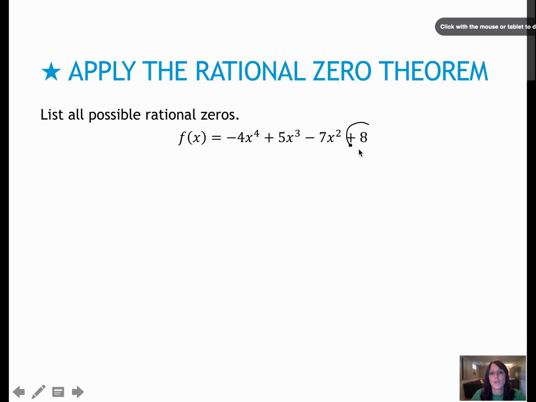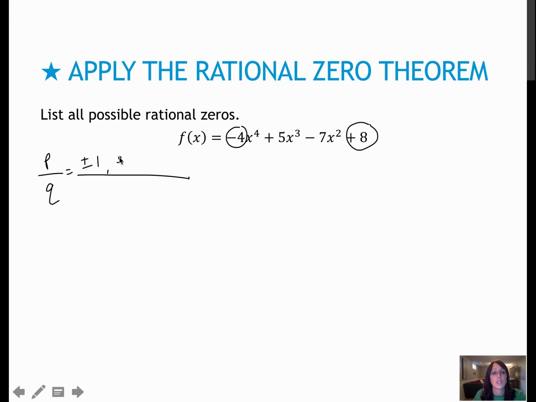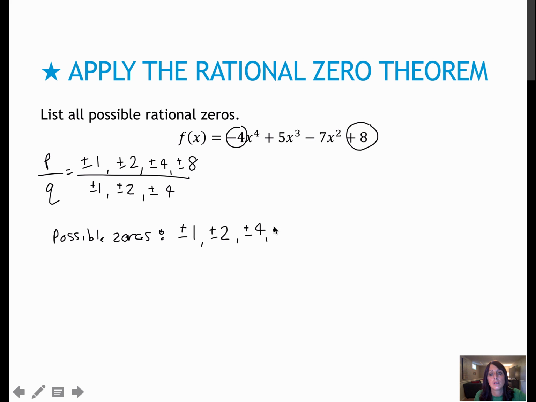So again, I'm going to be focused on the 8 and on the -4. So the factors of 8 would be plus or minus 1, plus or minus 2, plus or minus 4, plus or minus 8. Factors of -4 would be plus or minus 1, plus or minus 2, plus or minus 4. So my possible zeros would be 1 over 1, which is plus or minus 1, 2 over 1, 4 over 1, and 8 over 1.